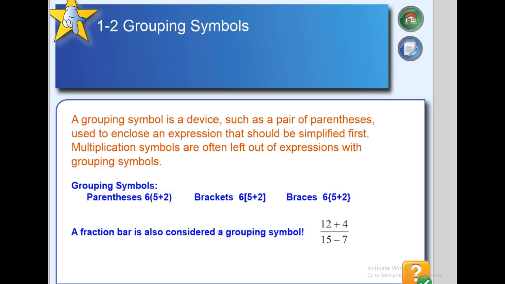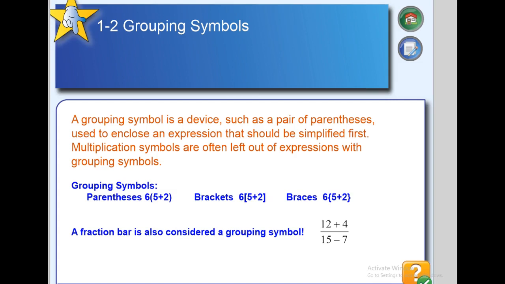Now, if you notice up here, the first thing that Mrs. Burton wrote on her slide was the definition for grouping symbols. I don't think you really need to write that down in your notebooks, but I think you need to know what it is, and I think it should be familiar from Math Pass. So let's look through this definition.